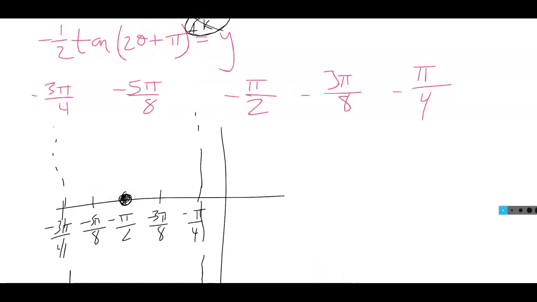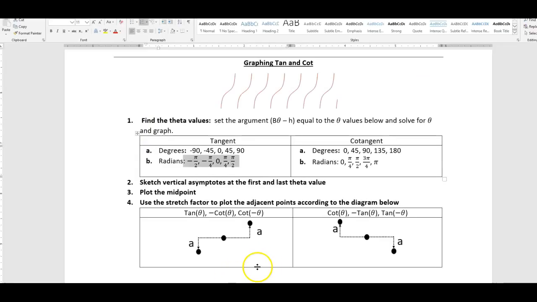The next thing we're going to do is use the stretch factor to plot the adjacent points according to the diagram below. Whatever the A value is, basically the amplitude, we're going to use that. Now, if I have a tangent, a negative cotangent, or a cotangent, it'll look like this. But if I have a cotangent, negative tangent, or tangent of a negative theta, it'll go like this.